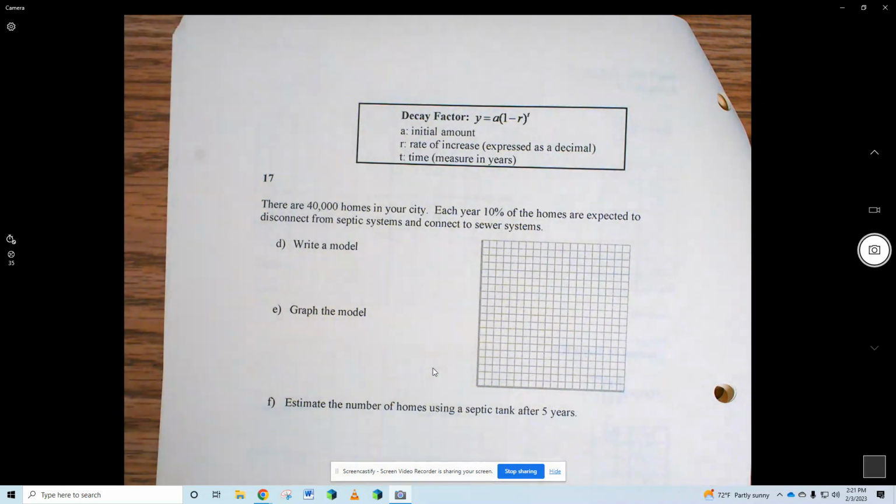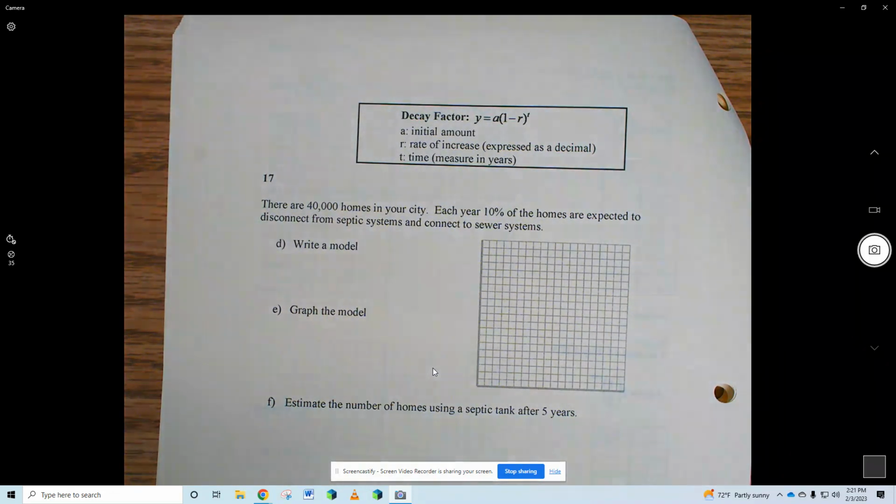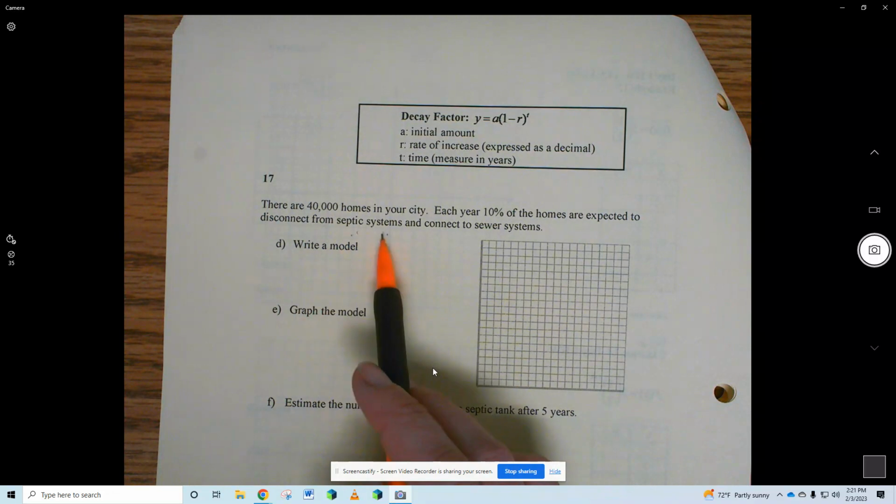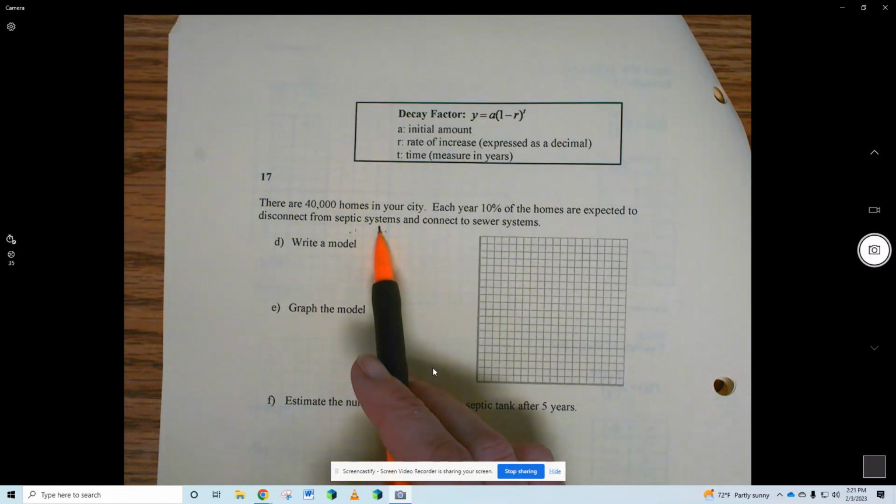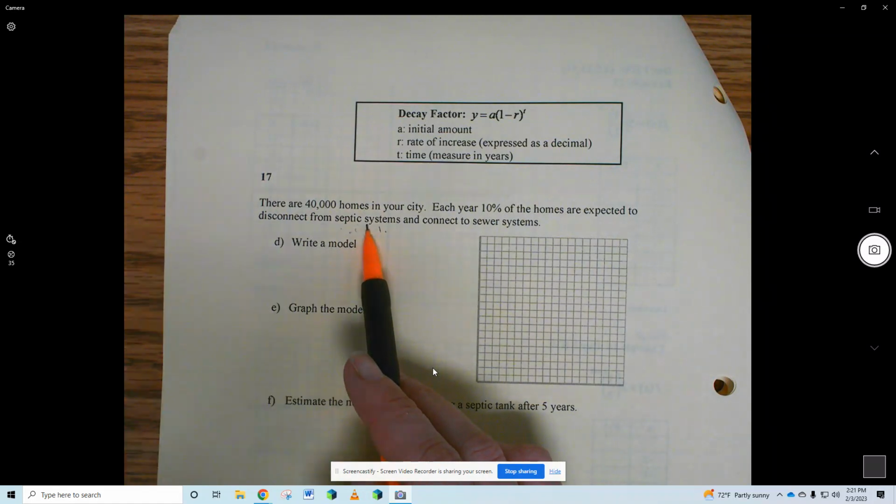But anyways, a septic system would be like something that's outdated now. You would never buy a home and they're like, oh, you don't have a sewer line. You have a septic tank under your house. And you would say, no, I'm not buying this house.